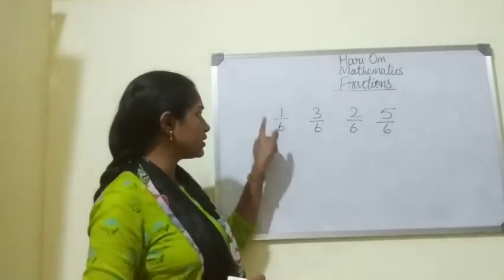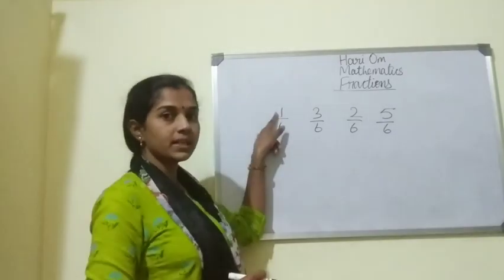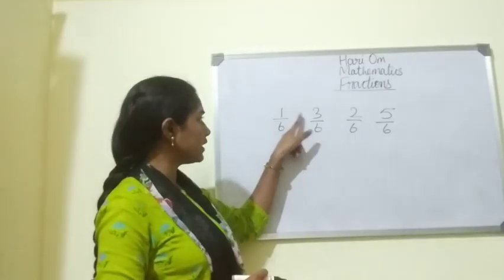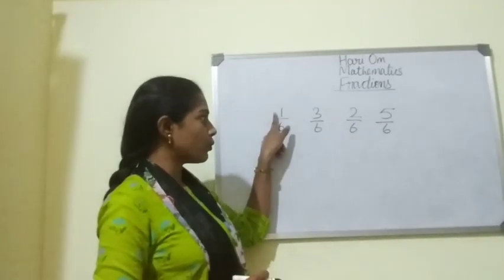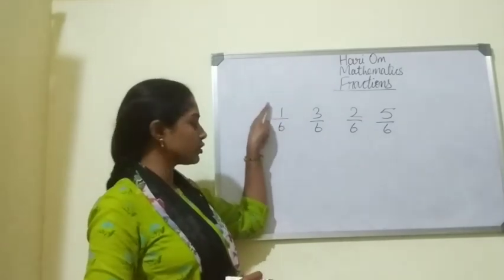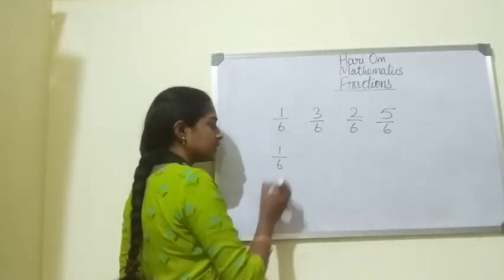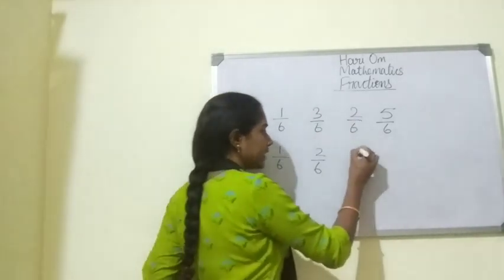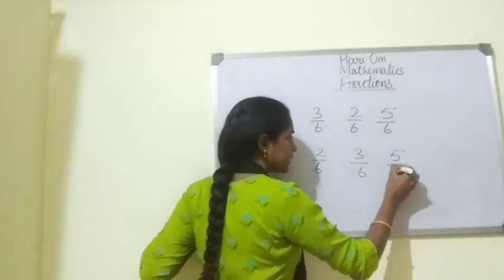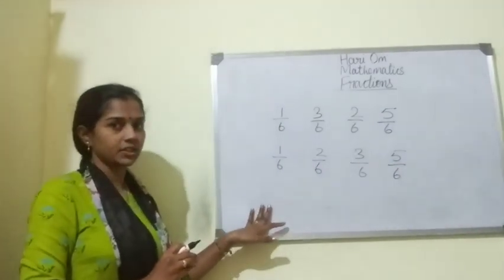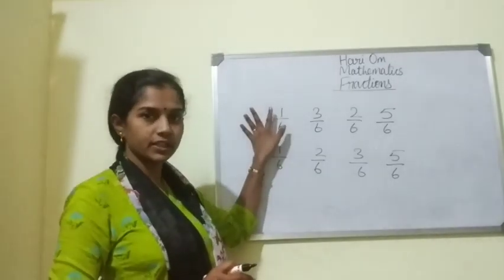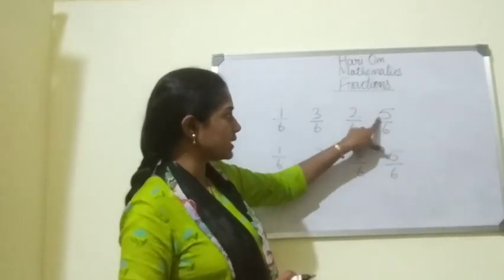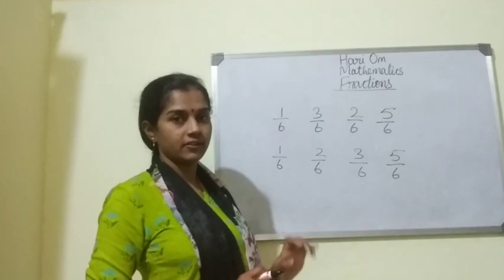In like fractions, the fraction with the smaller number in the numerator is the smallest fraction. So we have 1, 3, 2 and 5. In these, 1 is the smallest number in the numerator, so 1 by 6 is the smallest fraction. After that comes 2 by 6, and then 3 by 6 and 5 by 6. So in like fractions, the smaller number in the numerator gives the smallest fraction, and the greater number in the numerator gives the greatest fraction.